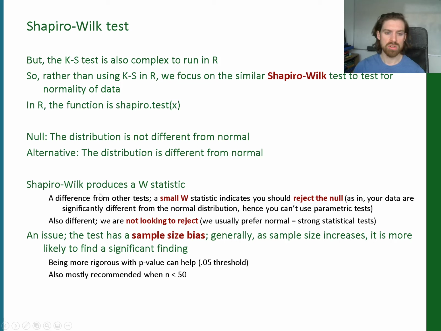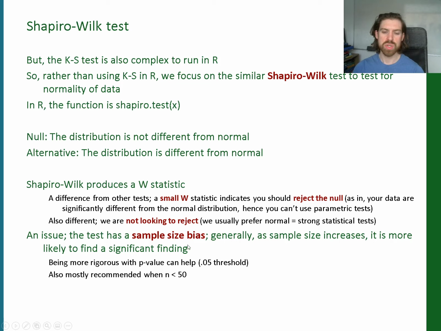Okay, so the Shapiro-Wilk does produce a W statistic, and there are some slight differences here. So much like with Kolmogorov-Smirnov, if you end up with a small statistic at the end, then you should reject the null hypothesis, as your data are significantly different from the normal distribution. Hence, you can't use the parametric tests.